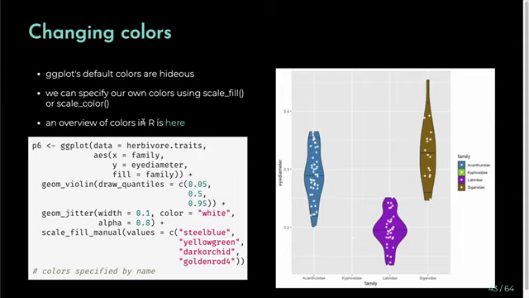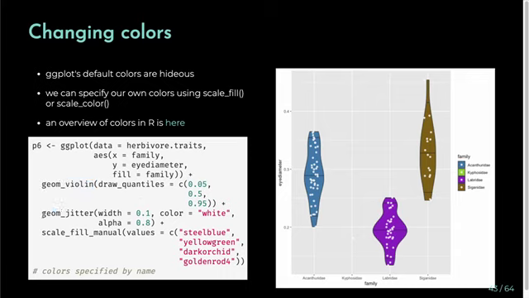You can get any color you want in R, but these are the colors that are actually named in R. Okay, so let's break this one down. We're using the herbivore traits data. We have family on the x-axis, eye diameter on the y-axis, and we're filling these violins based on the family. We specify the geom violin, and we have our quantiles right here, 0.05, 0.5, and 0.95.